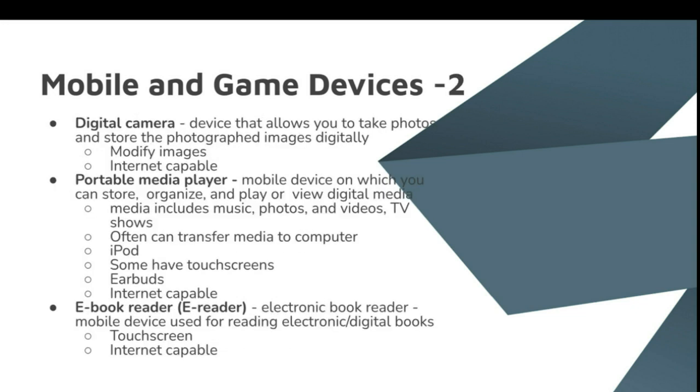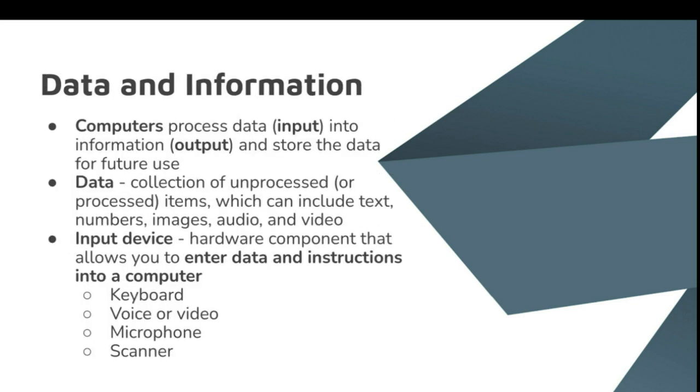Digital cameras, portable media players, and ebook readers are also examples of mobile devices. Digital cameras allow you to take digital photographs. Portable media players tend to store music. Ebook readers are used for reading digital books. All of these tend to be internet capable.